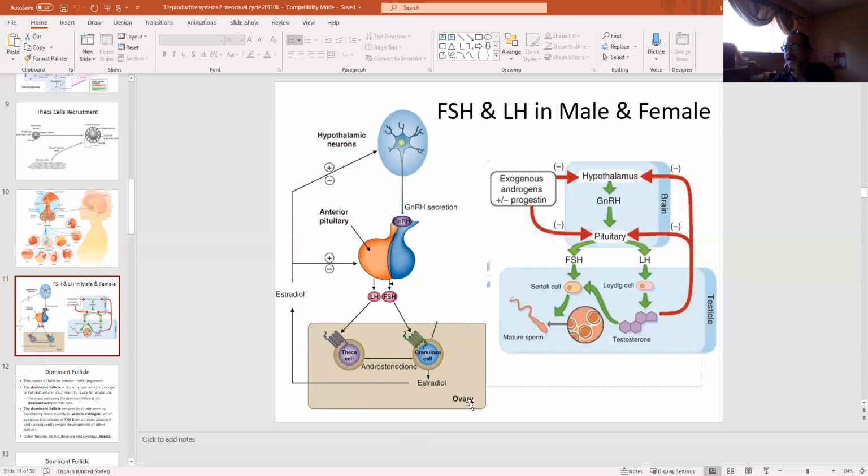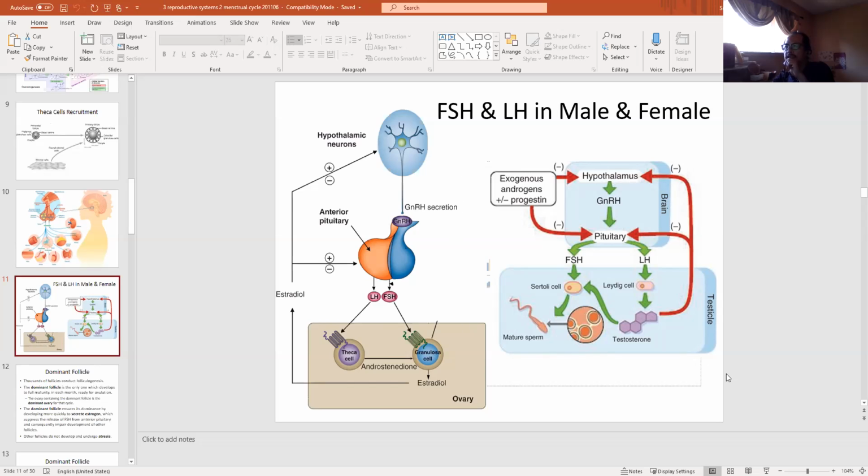Then this estradiol will circulate in the body, promoting female development, and it will also provide a negative feedback to the hypothalamus and the pituitary. We will also talk about the positive feedback. This positive is rare, but we will talk about that. Most of the time, in most conditions, it is the negative feedback. All right, so that's that.